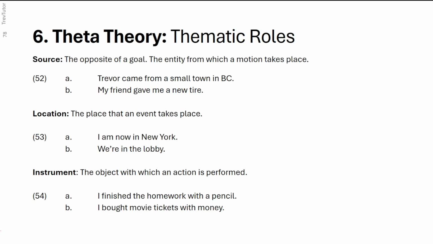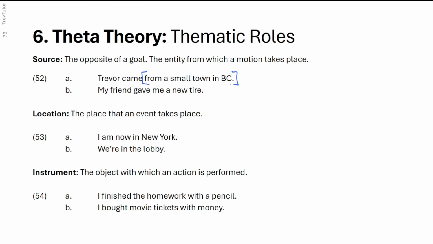Now, as far as our last three go, we have source, location, and instrument. This is why I didn't want to say that location is a good word for goal or recipient. But we'll start with source. So source is just the opposite of a goal. If you have an entity to where something is going, then you have an entity from which something is going, or a place where something is coming from. So Trevor came from a small town in BC. So this is a source. This is where I grew up. So from a small town in BC is a source.